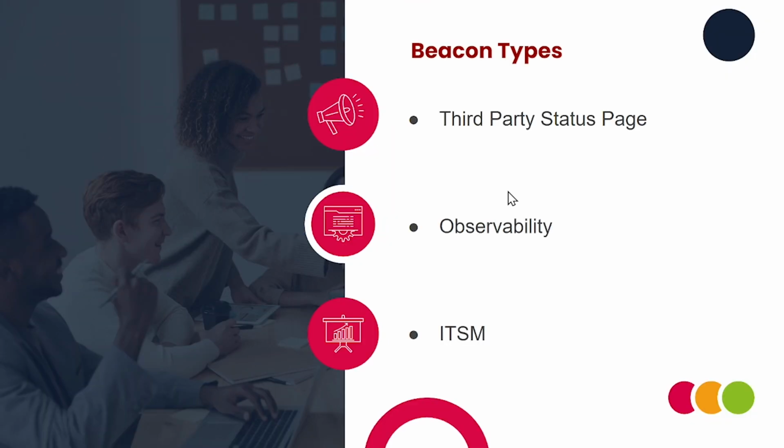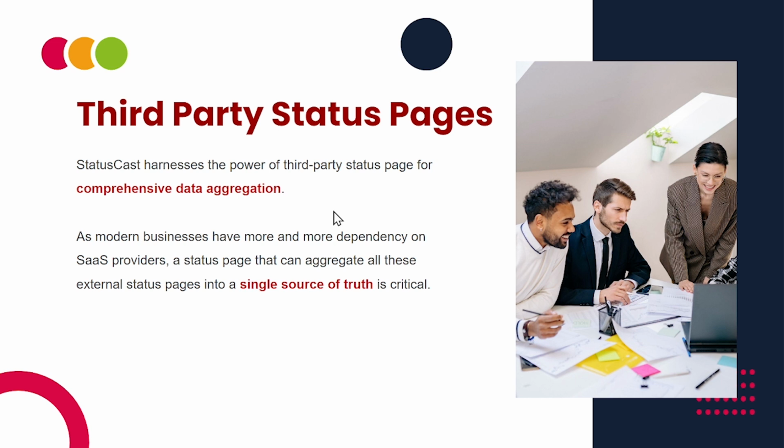Now, overall, there are three types of beacons that StatusCast offers: third-party status page, observability, and ITSM. StatusCast harnesses the power of third-party status pages for comprehensive data aggregation. As modern businesses have grown more and more dependent on SaaS providers, a status page that can aggregate all of these external status pages into a single source of truth is critical. This can become extremely handy for IT engineers who are used to going to 30 different places to get an idea of what the current status of their stack is. Introducing one page to show them everything at once will make life drastically easier.